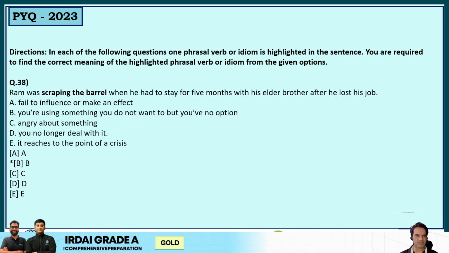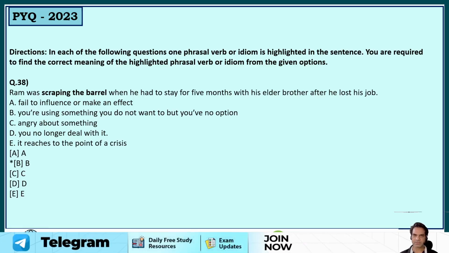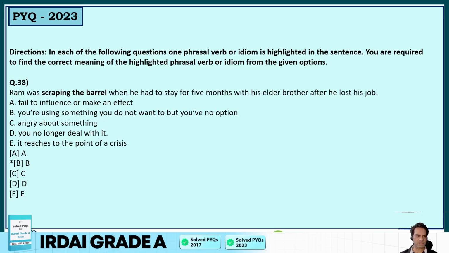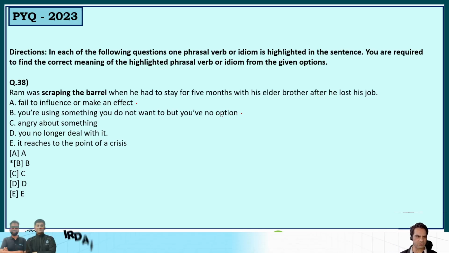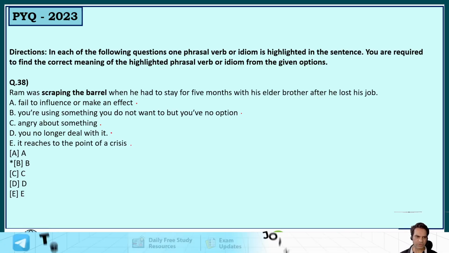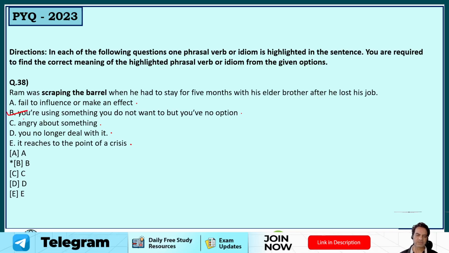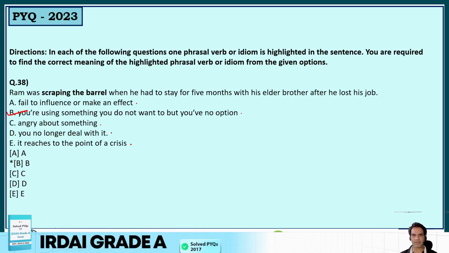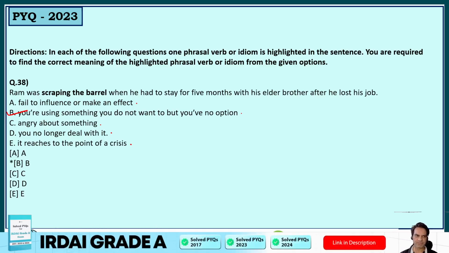Then Ram was scraping the barrel when he had to stay for 5 months with his elder brother after he lost his job. So scraping the barrel is managing somehow, getting by, getting along, with any way possible. Failing to influence or make an effect? No. Angry about something? No. You no longer deal with it? No. It reaches a point of crisis? No. You're basically using something that you do not want to, but you have no other option. So you are scraping the barrel. You are right at the bottom. You do not have a job.